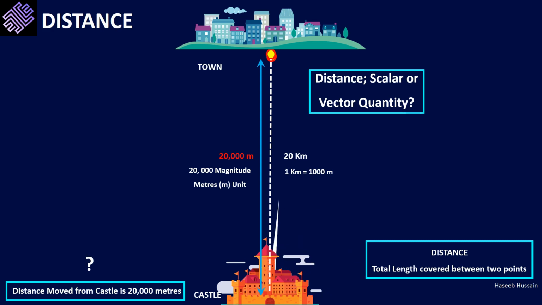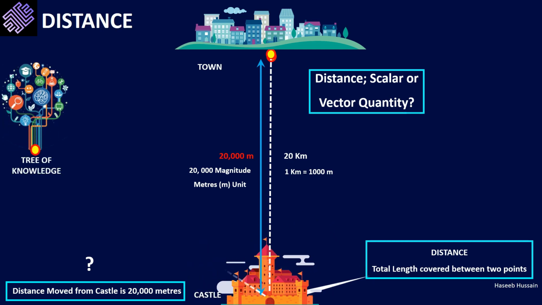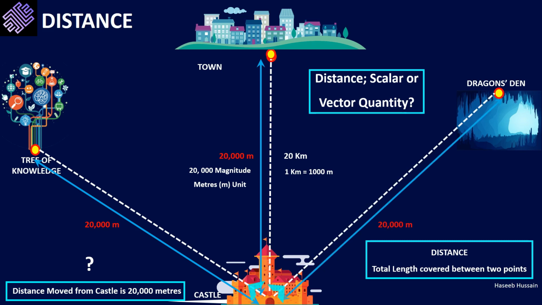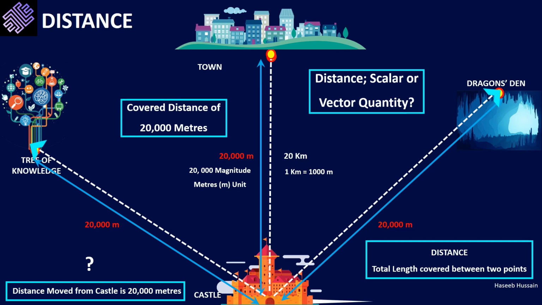You can move in any direction 20,000 meters away from the castle. You could have gone to the Tree of Knowledge, which is 20,000 meters away, or the Dragon's Den, which is also 20,000 meters away from your castle. In both instances, the length covered is 20,000 meters, so we say the distance covered is the same. However, the mere statement that you have moved 20,000 meters away from the castle is insufficient to reach the town. You will also need the direction in which the town is located. As distance is one-dimensional information mentioning only magnitude, we can say that distance is a scalar quantity.